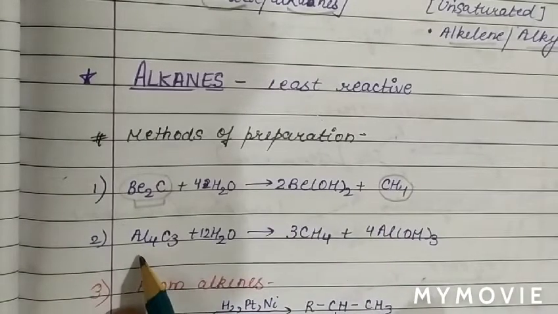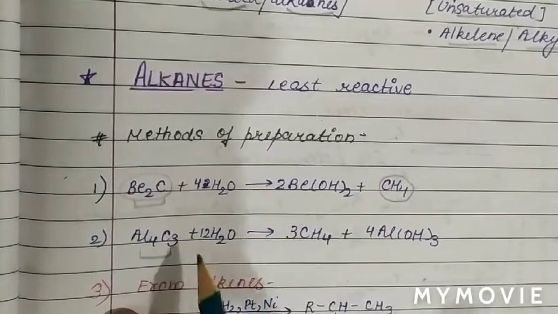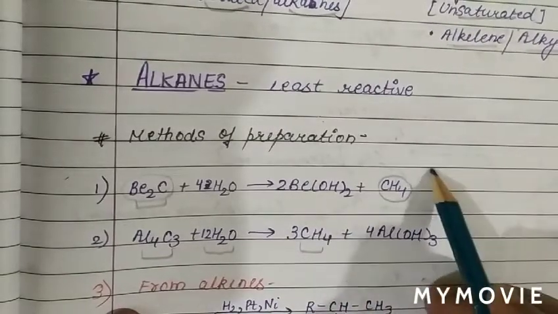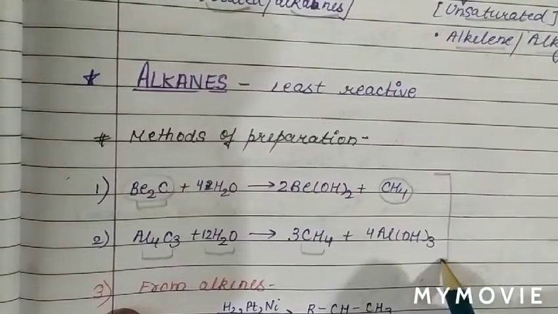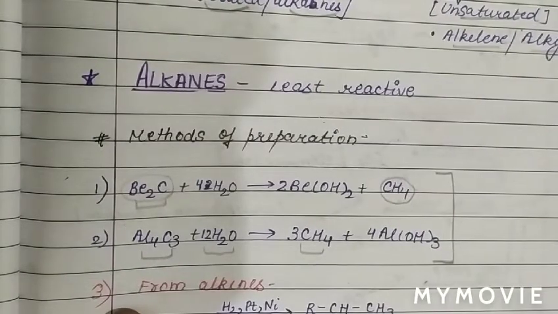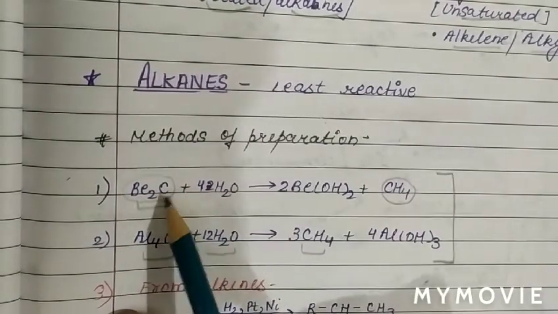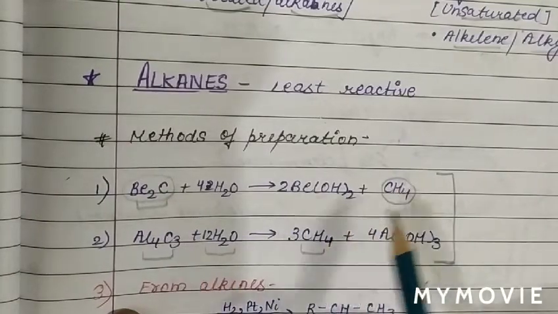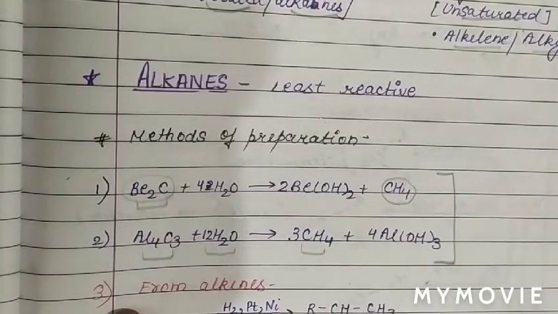In the same way, this is aluminium carbide. Aluminium carbide on hydrolysis also gives methane gas. Therefore these two reactions we call methanide reaction, because on hydrolysis of beryllium carbide and aluminium carbide we get methane gas.